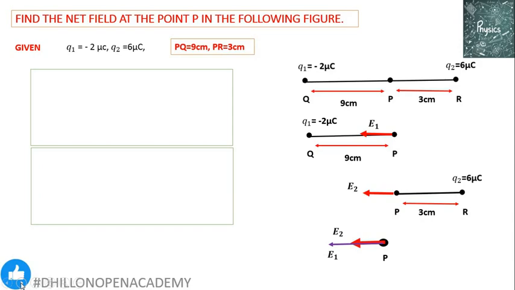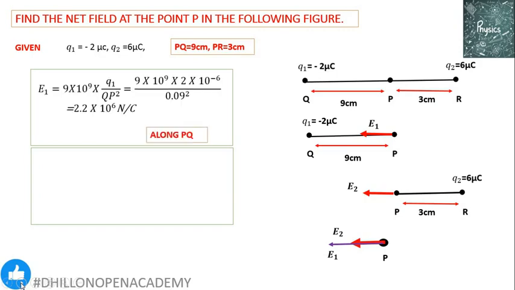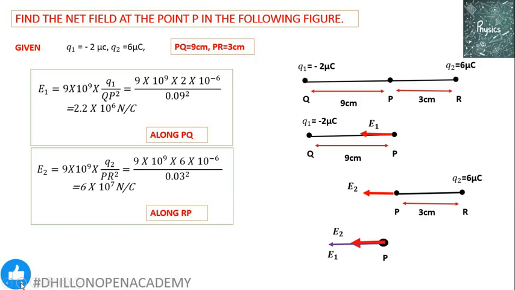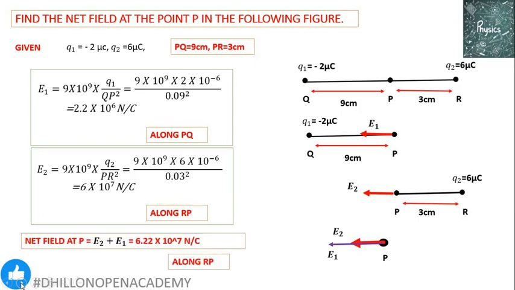So the net resultant field can be obtained by simply adding the two. If we use the equation of electric field due to a single point charge, E1 comes out to be 2.2 into 10 to the power 6 Newton per Coulomb along P to Q. E2 comes out to be 6 into 10 raised to the power 7 Newton per Coulomb along R to P, because in this case the angle between the two field vectors E1 and E2 is 0 degrees. So the resultant equation of triangle of vector addition will simply reduce to R equal to A plus B. The net field at point P will be the addition of the two, which is 6.22 into 10 raised to the power 7 Newton per Coulomb, which will also act from R to P.